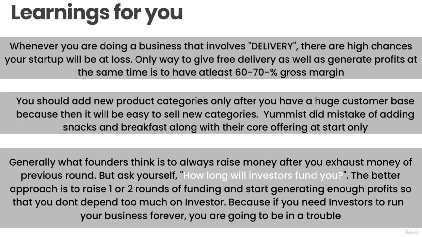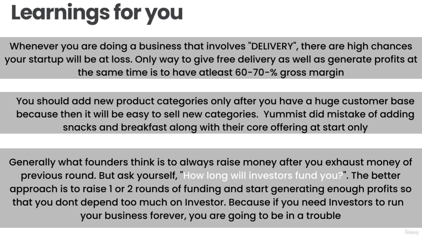So the only way to give free delivery as well as generate profits at the same time is to have at least 60 to 70% gross margin. For example, if you notice D2C companies, most D2C companies are profitable. And why is it so? They are profitable because they have very high gross margins, at least 70%. Now, why high gross margins? Because if you have high gross margins, then only you will be able to incur the delivery cost.